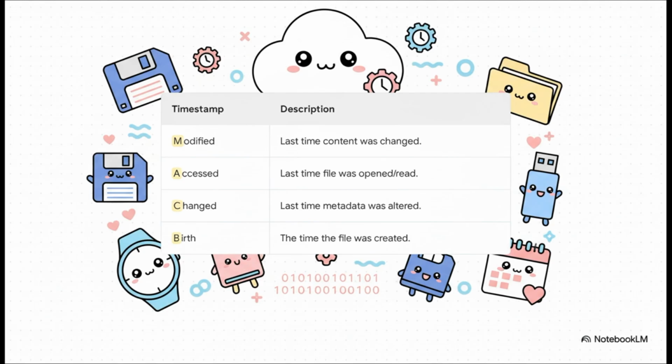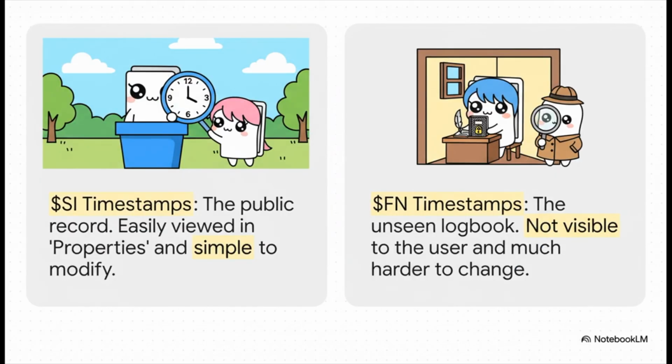You'll often hear them called the MACB times, and it's just an acronym for when a file was last modified, when it was last accessed, opened, when its metadata changed, and finally, its birth time, the exact moment it was created. Okay, so here's the real kicker. The timestamps in that standard information attribute, think of those as the public record.